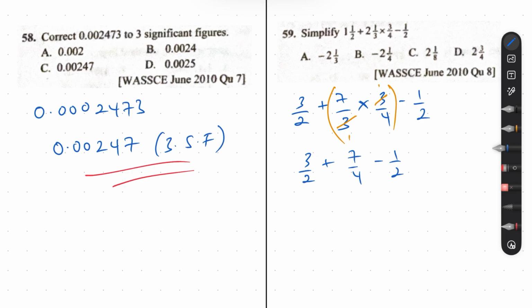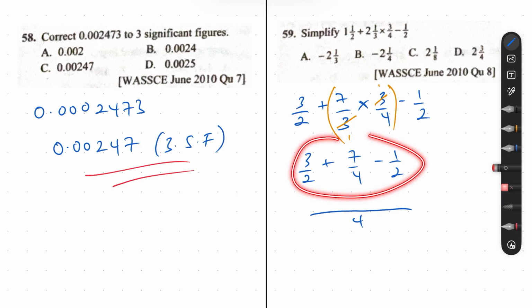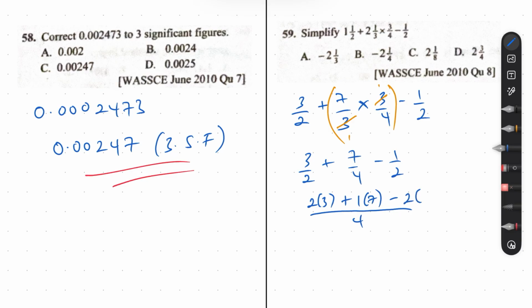Okay, so now let's find our LCM. Our LCM is what? 4. This common factor is 4. For these three fractions, this common factor is 4. Okay, so 2 goes into 4. This 2 goes into 4. How many times? 2 times 3. Okay, this 3 right here. We do the same thing for this one and the same thing for this one. So we have 2 times 3 plus 1 times 7 minus 2 times 1. So what do we have? We have what? 6 plus 7 minus 2 over 4. That will give us what? That's 11 over 4, right?